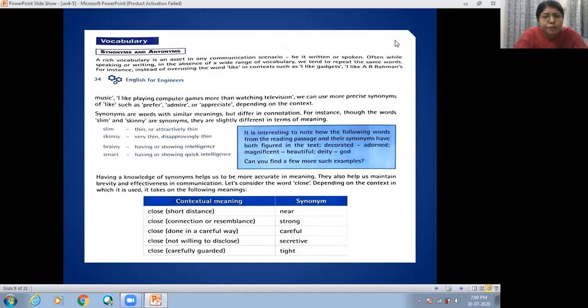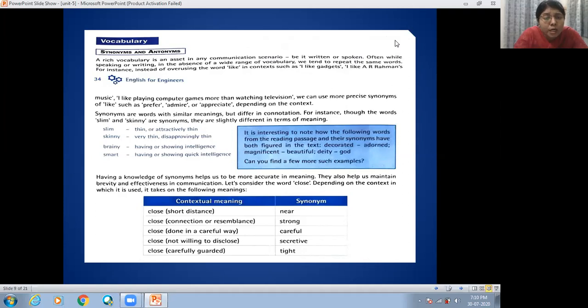Now can you find a few more such examples? Now you have to go back to the text and see if you can find more examples like this. Now moving on, having a knowledge of synonyms helps us to be more accurate in meaning. They also help us maintain brevity and effectiveness. Brevity means being short and precise, exactly saying what you need, or communicating very aptly. Brevity and effectiveness in communication.